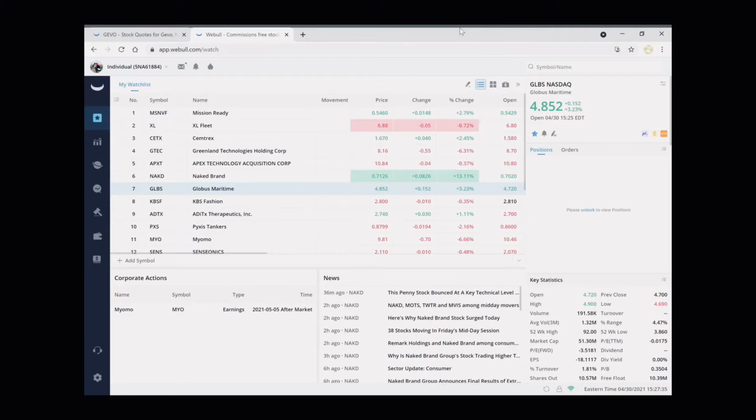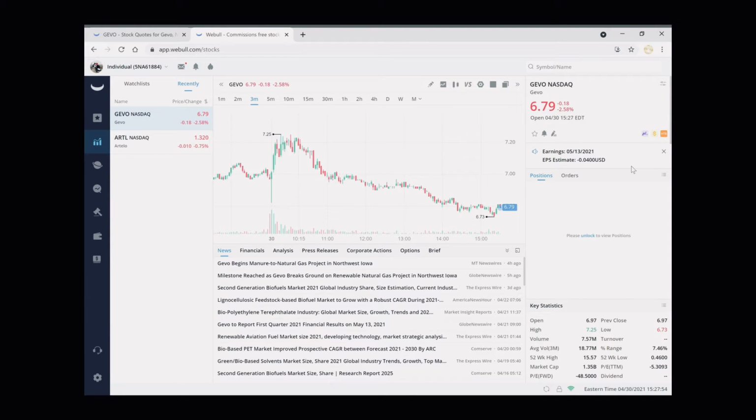So today I'm going to be talking about scaling your entry into a full position. Since I used GEVO as my example in the previous video, I'm going to use that again in this video today. So here we go. Here's the chart for GEVO.